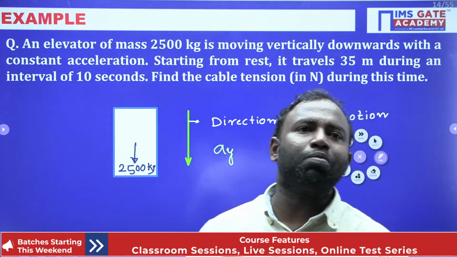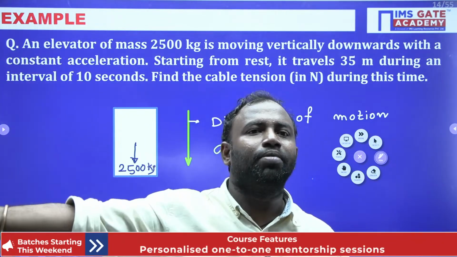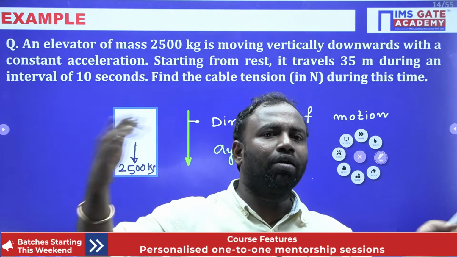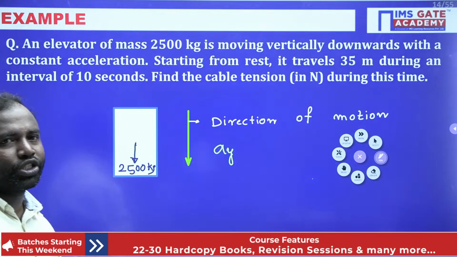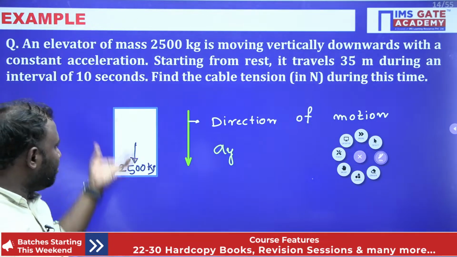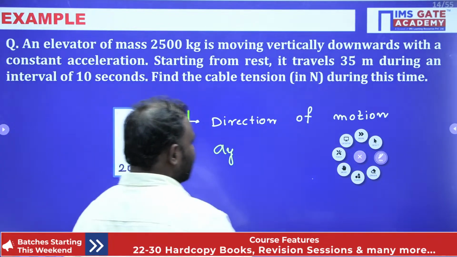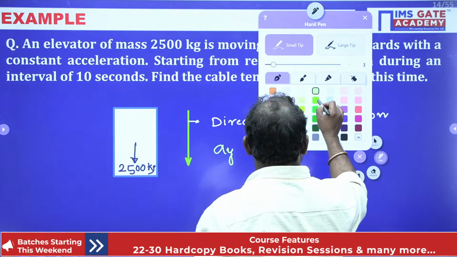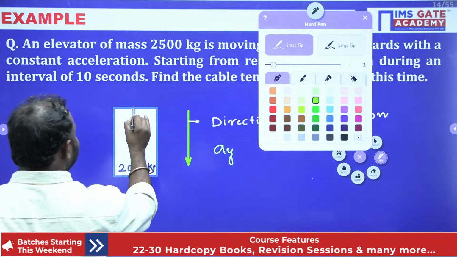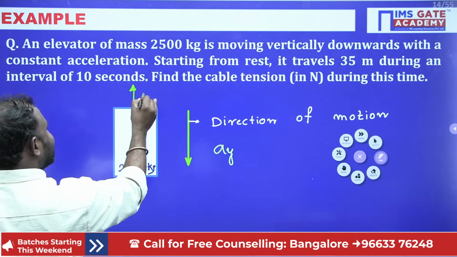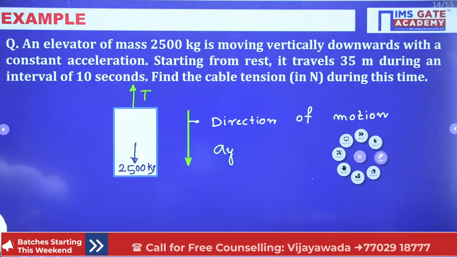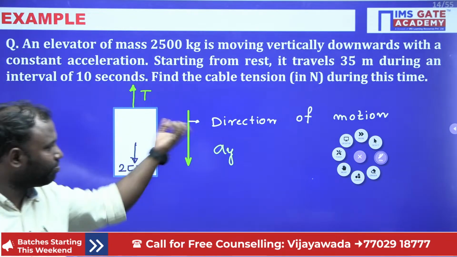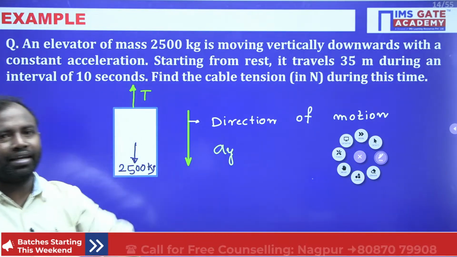Rectilinear motion is nothing but motion in a straight line, either from backward to forward or from up to down. Here the lift is moving from up to down. One thing we know is that the tension in the lift is acting upward, in the direction opposite to the direction of motion.